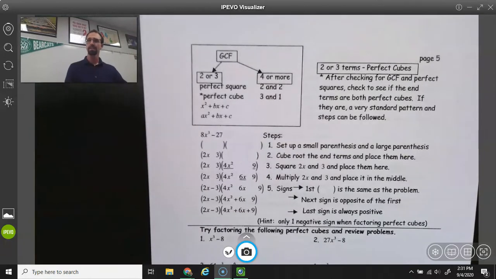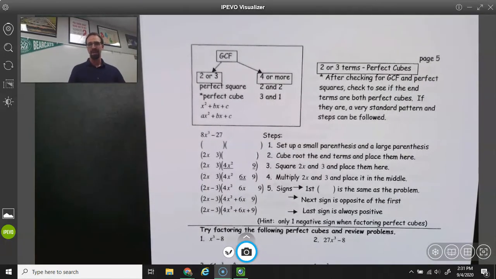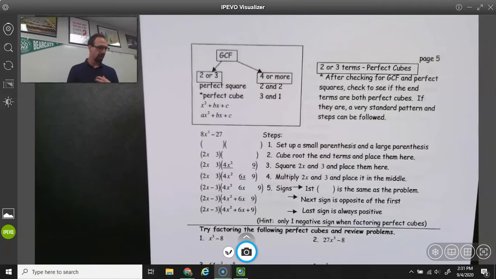After we check for the greatest common factor, the GCF, and then we check for perfect squares, check to see if the end terms, the terms on the outsides, are perfect cubes. If they are, then we can do a standardized approach to solving these.